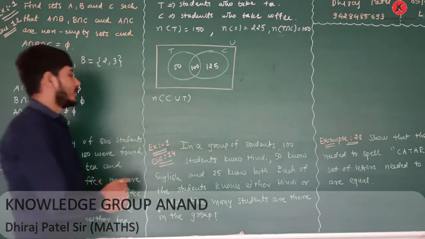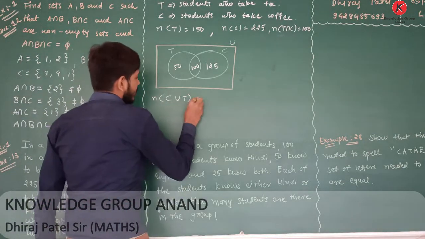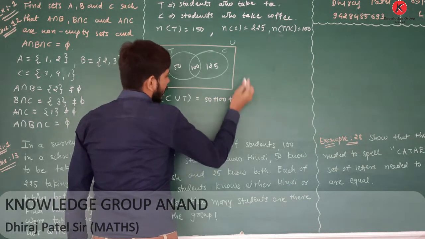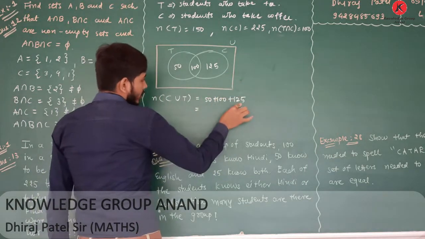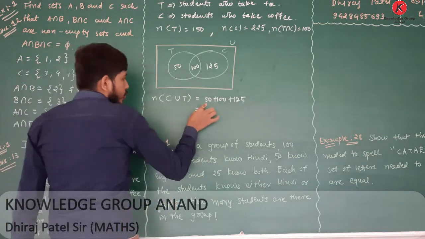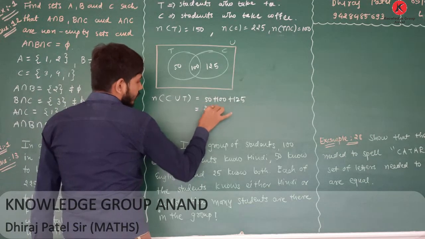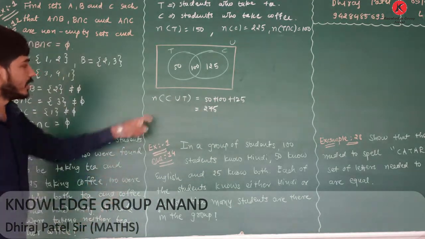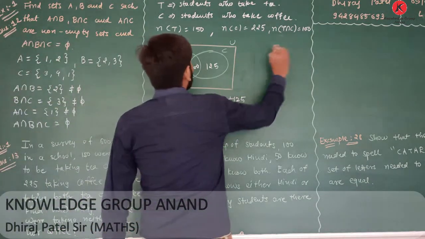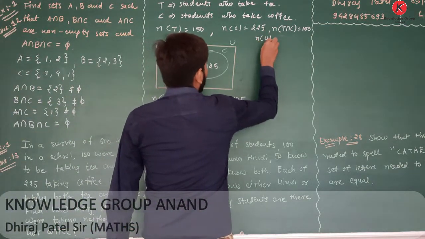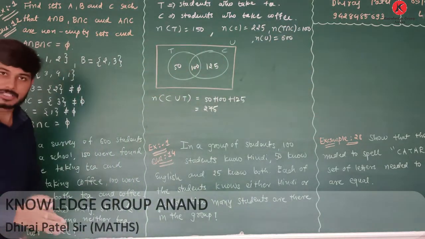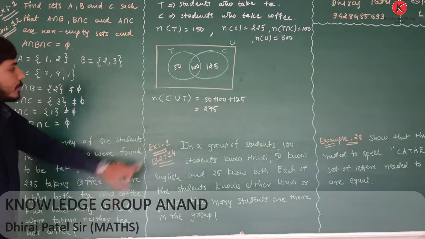Clear? Now I am finding number of C union T, which is equals to 50 plus 100 plus 125, which is equals to 125 plus 100, 225 plus 50, 275. Okay, here number of C union T equals to 275, which is not equals to 600, therefore in our data number of U equals to 600, not number of C union T. Okay, clear?